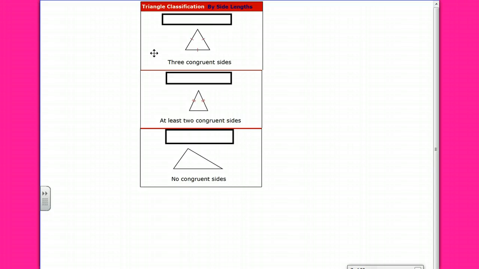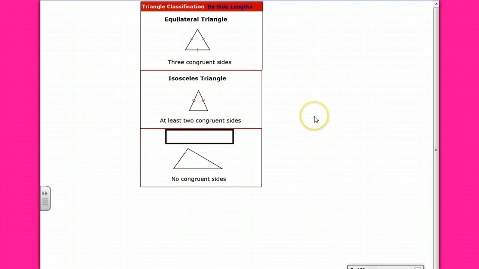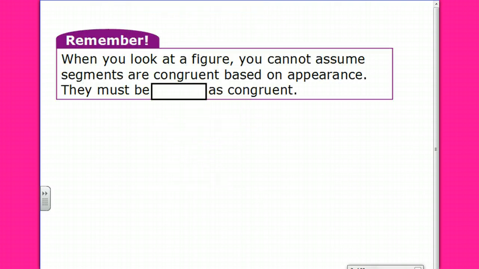If we classify triangles by side lengths, we have some different names. When we have 3 congruent sides, as I said earlier, this is an equilateral triangle. When at least 2 sides are congruent, we call it isosceles. And finally, if there are no congruent sides, it is known as a scalene triangle. Remember, when you look at a figure, you cannot assume segments are congruent based on appearance. They must be labeled, right, or marked as congruent.